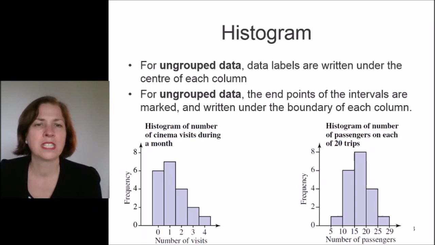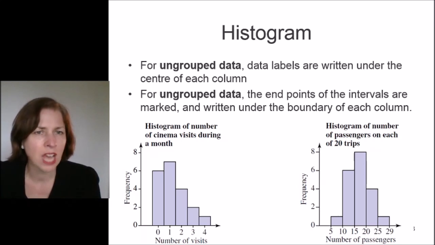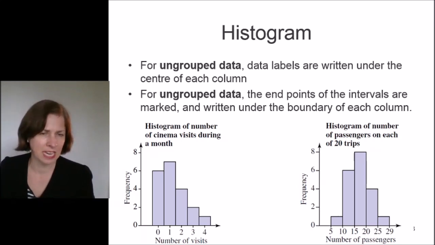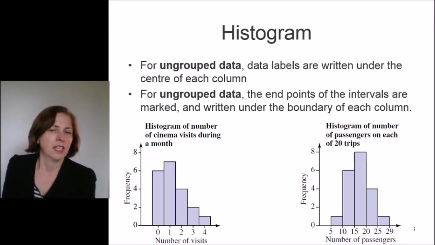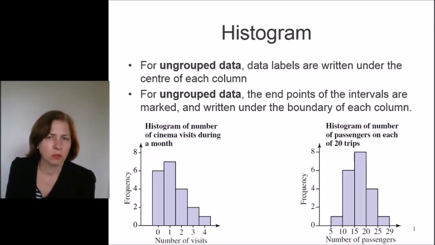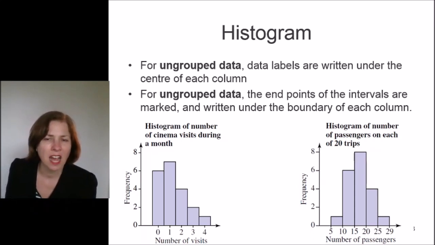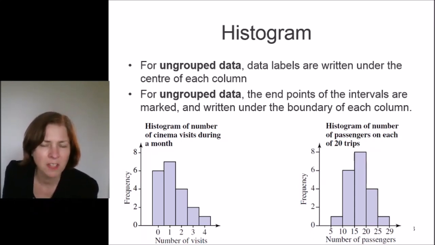Now, what I've noticed here also is that for ungrouped data, that's what we've got on the left, the data labels are written underneath the center of each column. Whereas for my grouped data, it's the boundaries of the intervals that's marked under each column. So I don't mark 7.5, which is the middle of 5 and 10. I mark 5 on the left boundary and 10 on the right boundary.